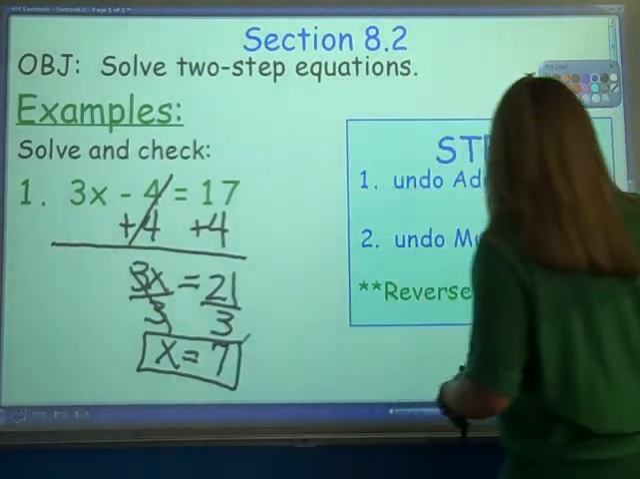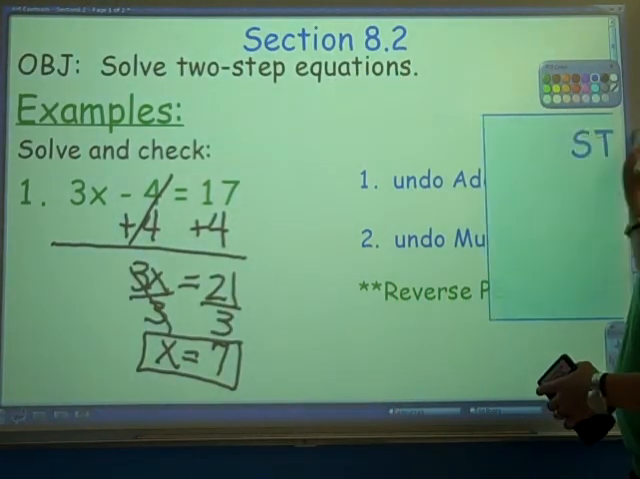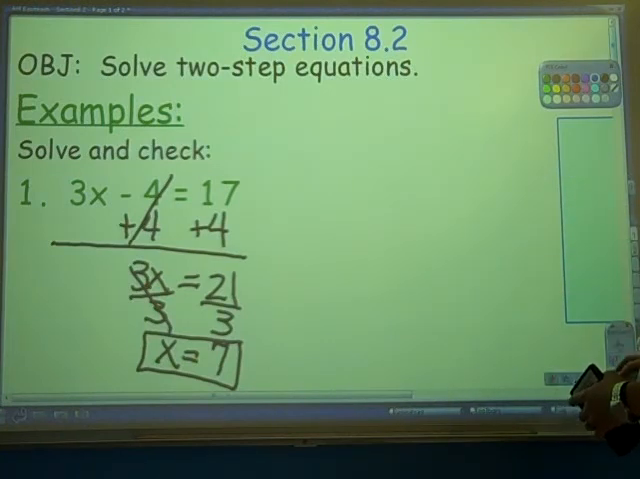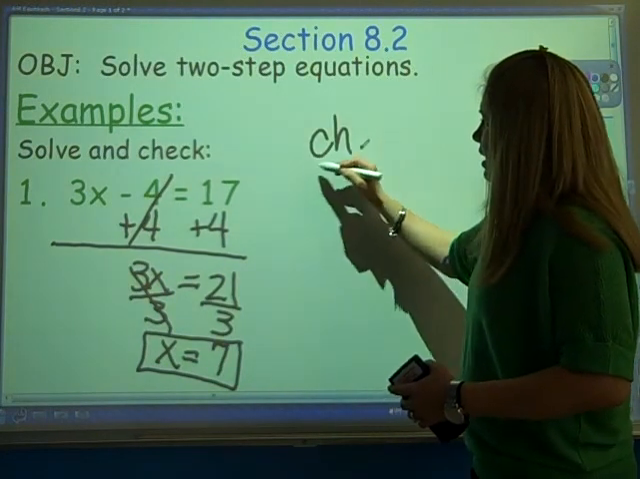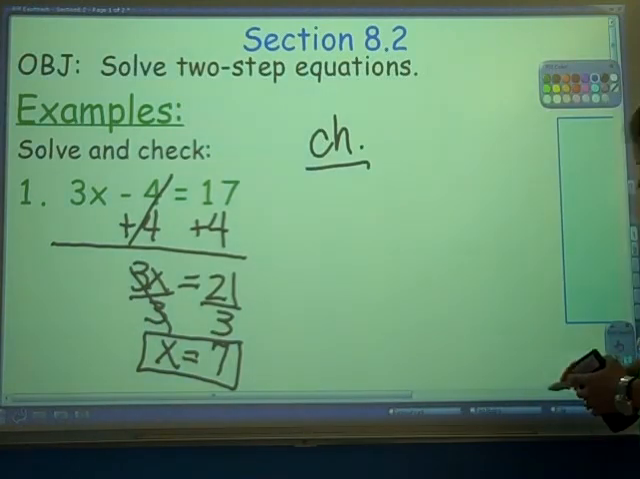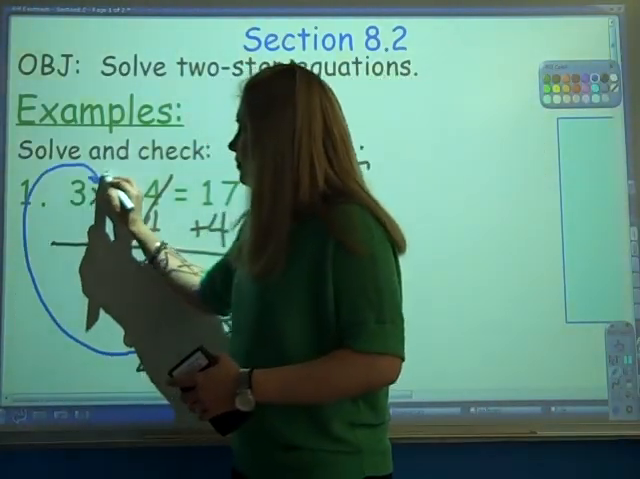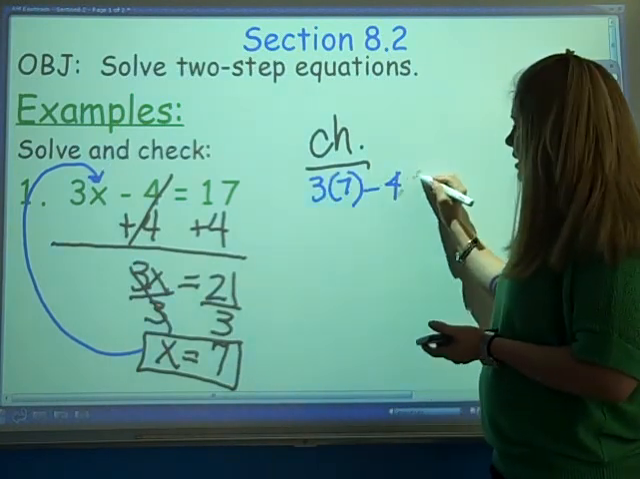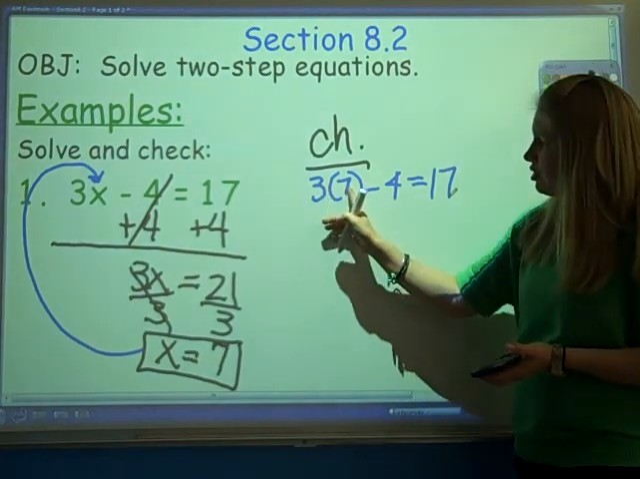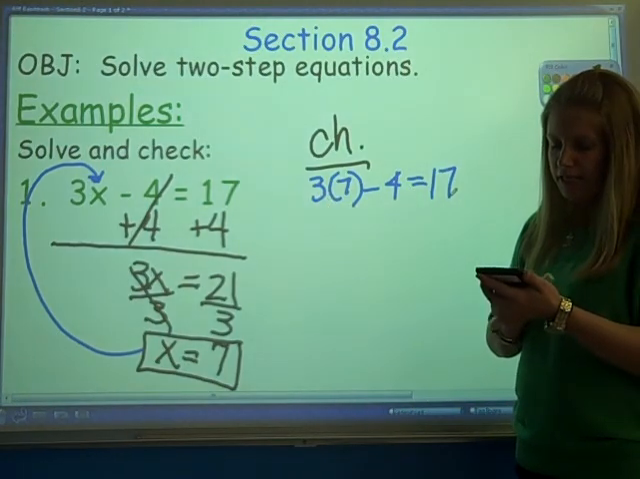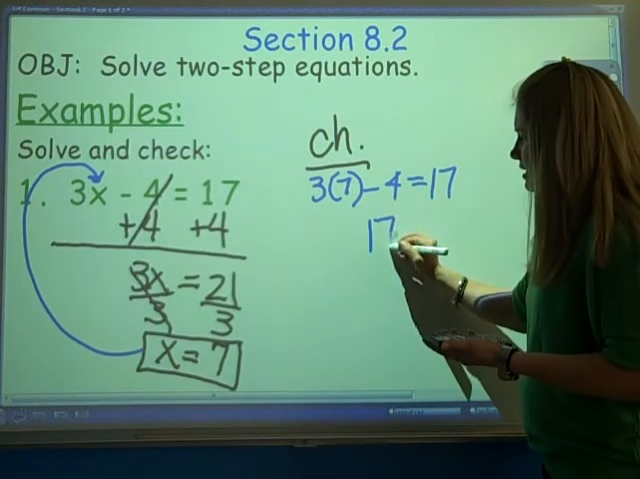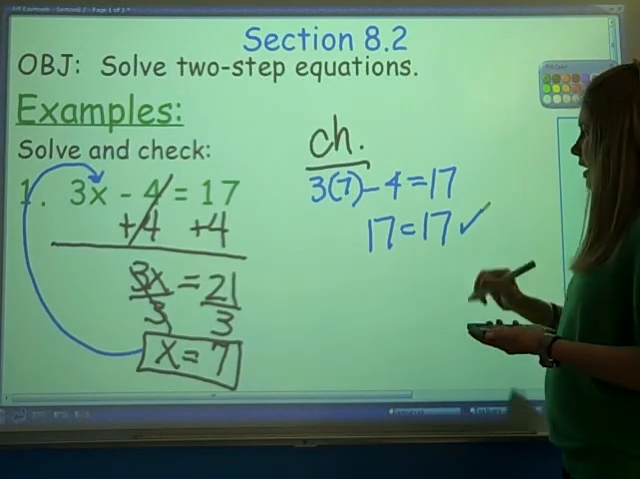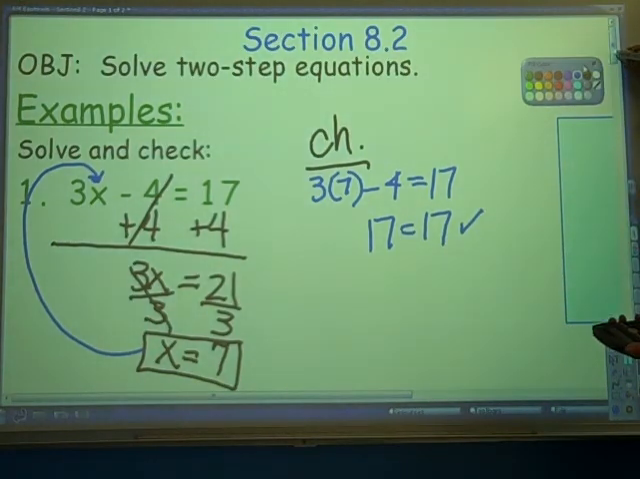To do the check, just going to move the rules out of the way. I write check. I substitute 7 back into my original equation here and see if it works. So I do 3 times 7 minus 4 equals 17. And in your calculator, you can do 3 times 7 is 21 minus 4, and you get 17 equals 17. And we talked about this in the last lesson. I should see this line of work, and it works. Okay, let's do another one.